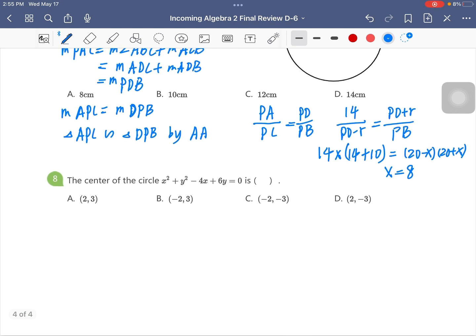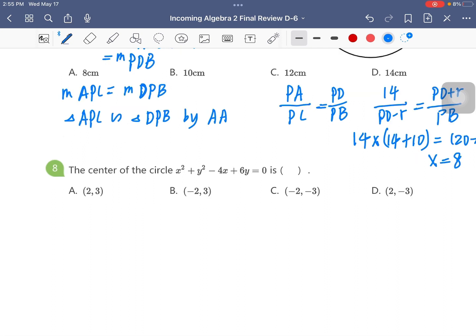And for the last question, we can rearrange the equation of the circle into (x minus 2) squared plus (y plus 3) squared equals 13. We complete the square for x squared minus 4x and y squared plus 6y. Then we know the center of the circle is (2, negative 3). So this is the center, and therefore choice D is the correct answer.